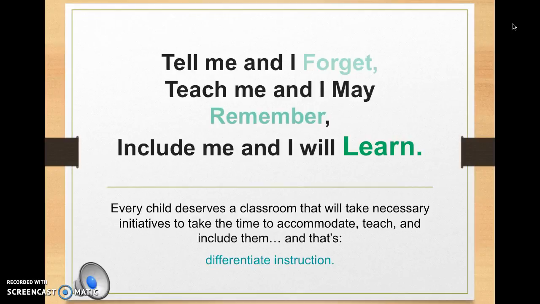There's a saying that goes, "Tell me and I forget, teach me and I may remember, but include me and I will learn." In this saying, it explains that every child deserves a classroom that will take the necessary initiatives to take the time to accommodate to each child, to teach them and include them. And this is what we call differentiated instruction.